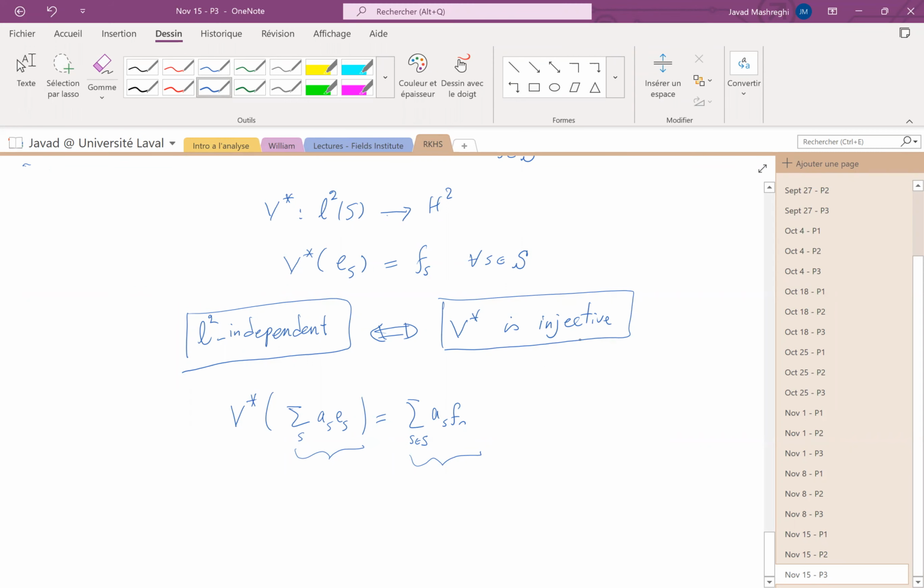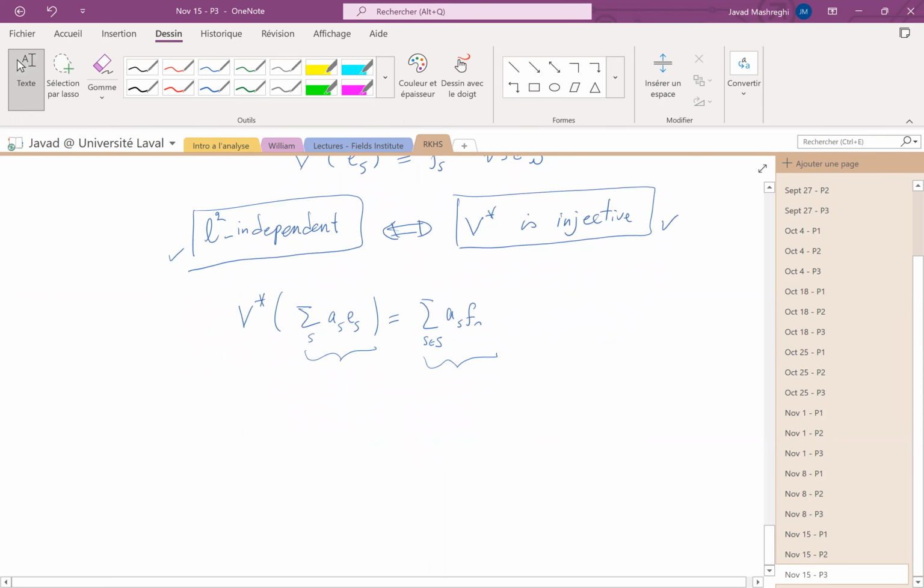And this argument, or this explanation, is reversible. So when you look carefully, you see that's another fact from operator theory which is hidden behind the words. L2 independent is the same as the injectivity of V star. Last fact, the null space of V star is equal to the range of V perp.